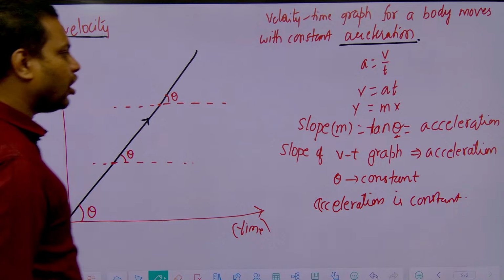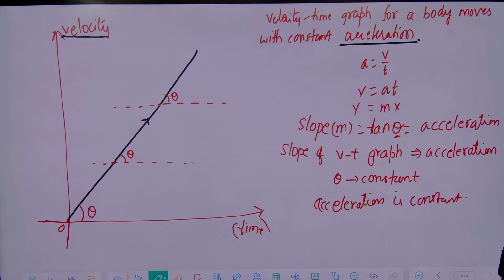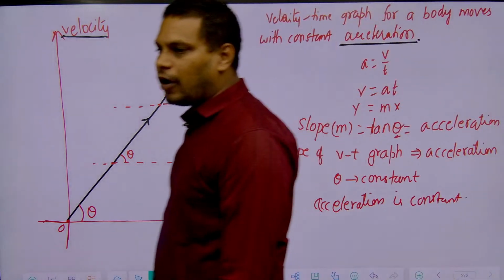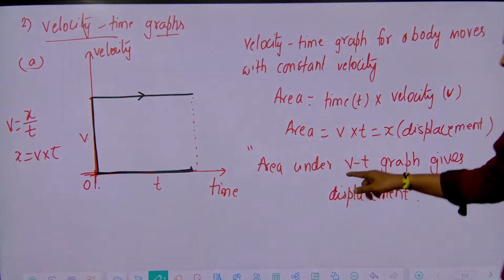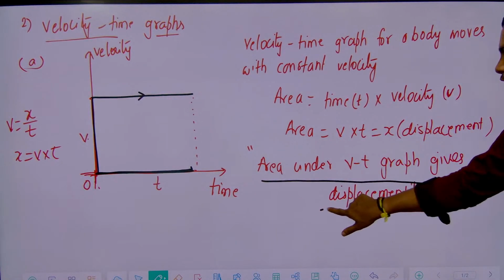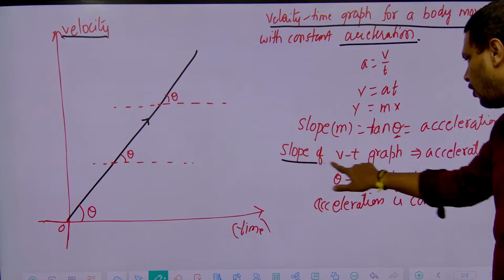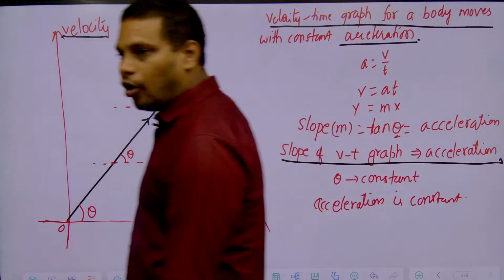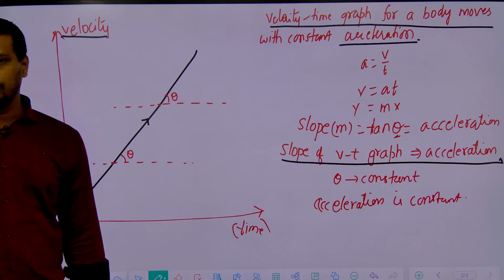So slope of velocity time graph gives what? Acceleration. Slope of displacement time graph gives velocity. We studied that this morning. So slope of displacement time graph gives velocity. Another extra point we studied is area under velocity time graph. Area under velocity time graph gives what? Displacement. Slope of velocity time graph gives acceleration. Morning we discussed one more point, slope of position time graph gives velocity. Remember it, it will be very useful.